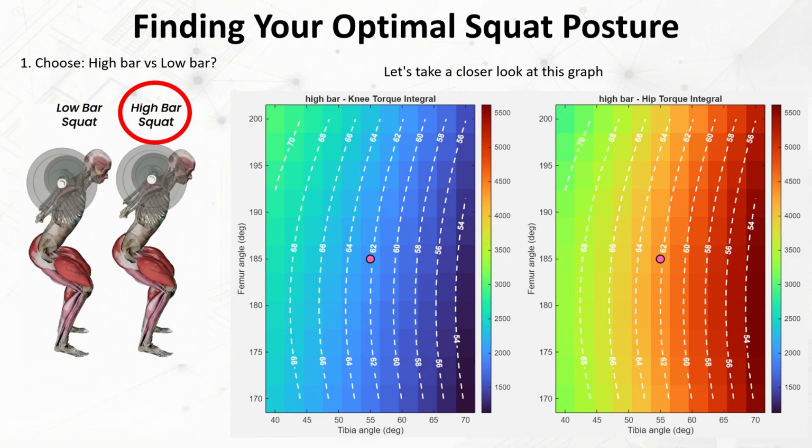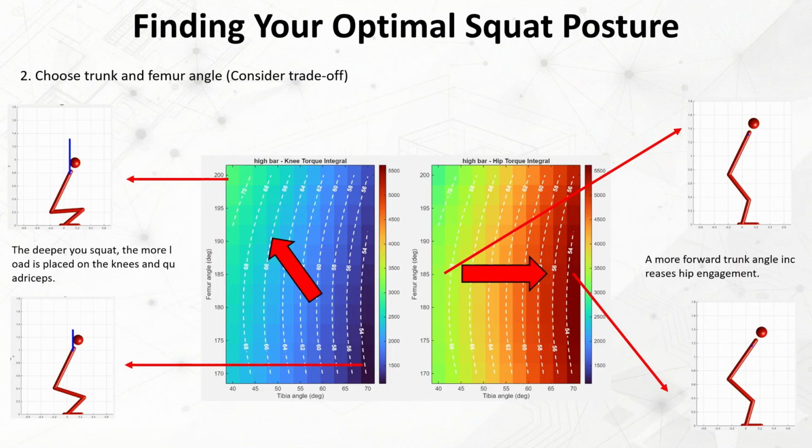The optimization process begins with a choice, high bar or low bar. We must consider the trade-offs. Look at the left graph. As the arrow indicates, the deeper you squat, the more load is placed on the knees and quadriceps. In contrast, the right graph shows that a more forward trunk angle increases hip engagement.